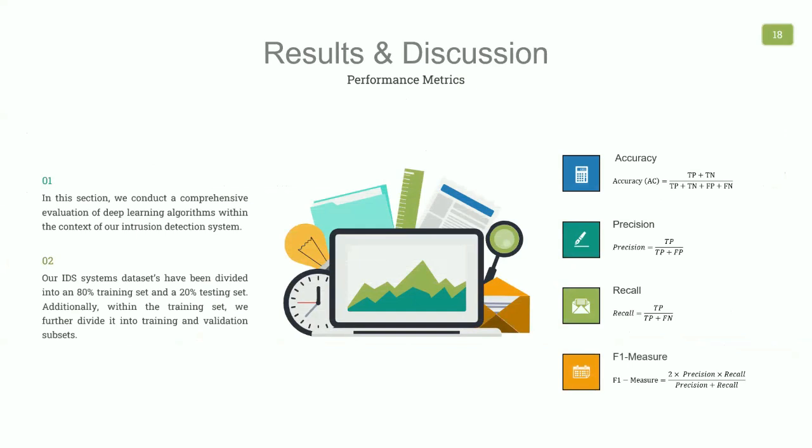Here we will present our performance results using deep learning algorithms within the context of an intrusion detection system. We use 4 different performance criteria, which are accuracy, which refers to the percentage of correctly predicted instances out of all instances; the precision, which refers to the percentage of true positive predictions out of all positive predictions; the recall, which refers to the percentage of true positive predictions out of the total of actual positives; and the F1 measure, which refers to the harmonic mean between the precision and the recall.